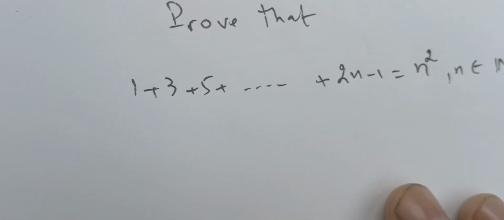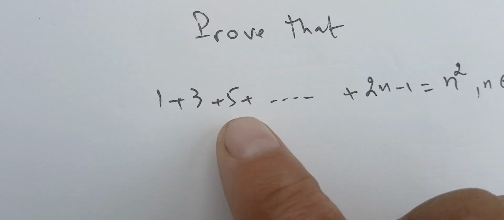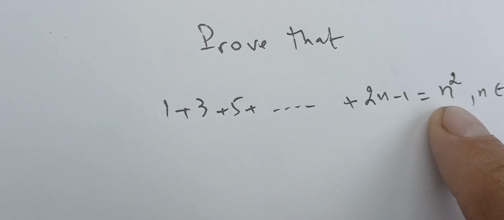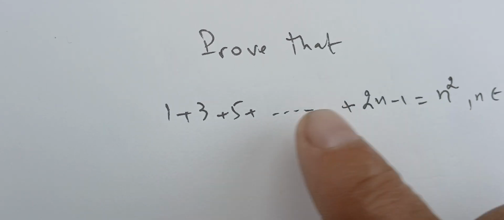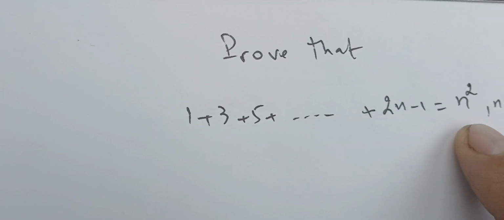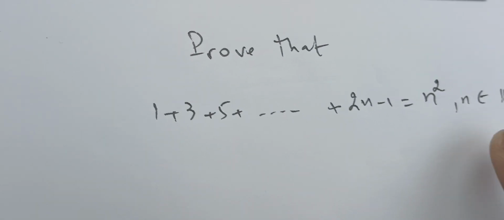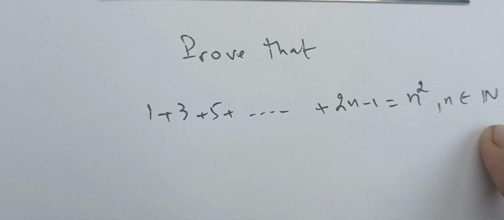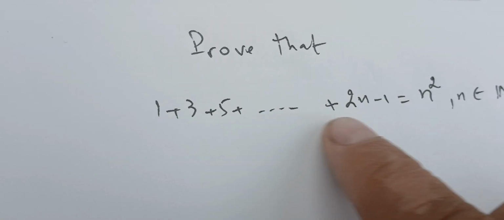In this video, we're going to prove that the sum of the 2n minus 1 integers from 1 to 2n minus 1, the sum of these integers is equal to n squared, with n in N. What does this result mean?